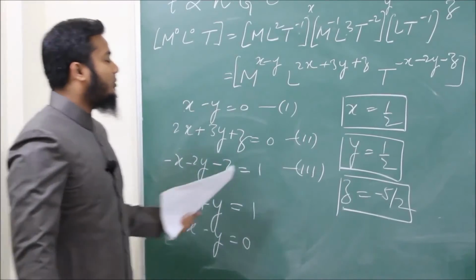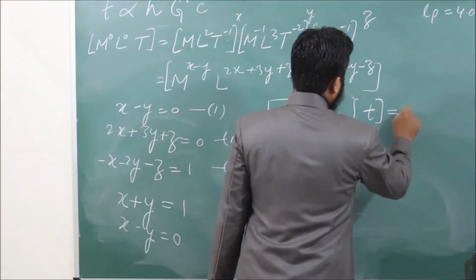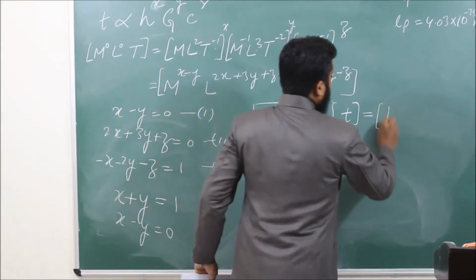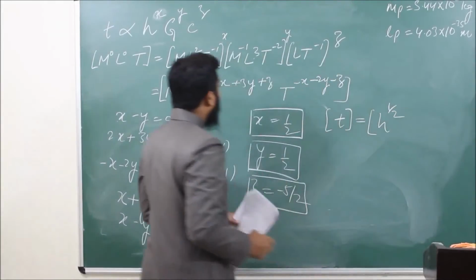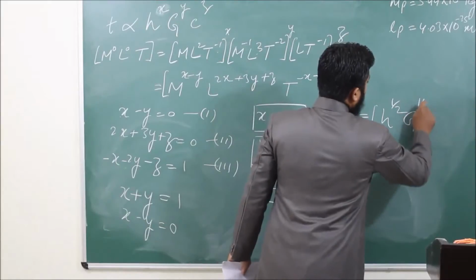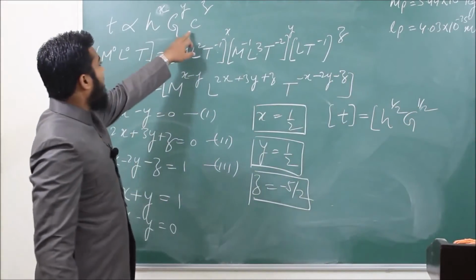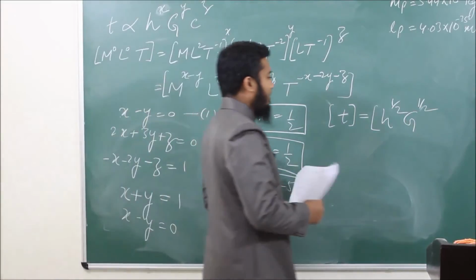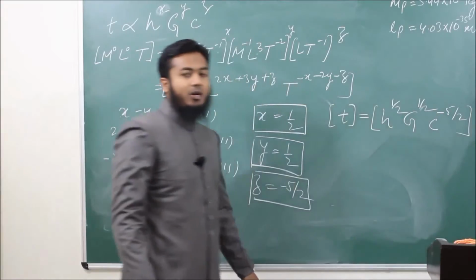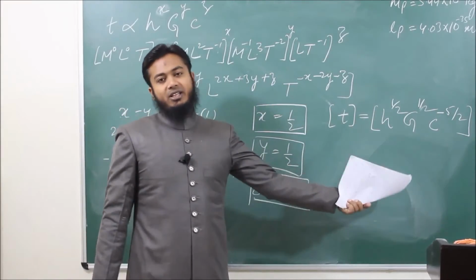Now write the dimensional formula for time in terms of h, G and c. The dimensional formula for time is h raised to the power x, which is half, so h raised to the power half, and G raised to the power y, which is again half, so G raised to the power half, and c raised to the power z, z is minus 5 by 2, so c raised to the power minus 5 by 2. So this is the dimensional formula for time in terms of h, G and c.